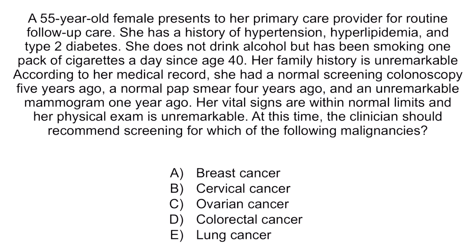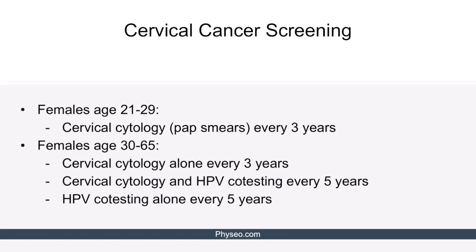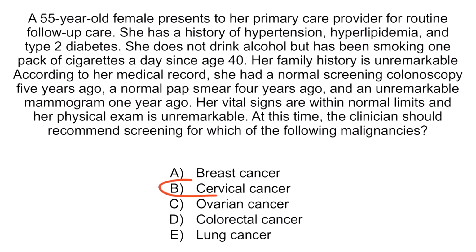Okay, finally, option B, cervical cancer, is correct because her last normal pap smear was done 4 years ago. Recall from this slide that in females age 30 to 65 who chose to undergo cervical cancer screening using cervical cytology alone should have repeat screening every 3 years. And since her last pap smear was done 4 years ago, she's due for another screening pap smear right now. So in fact, she probably could have had this a year ago. So again, the correct answer is choice B, cervical cancer. And that concludes this section.